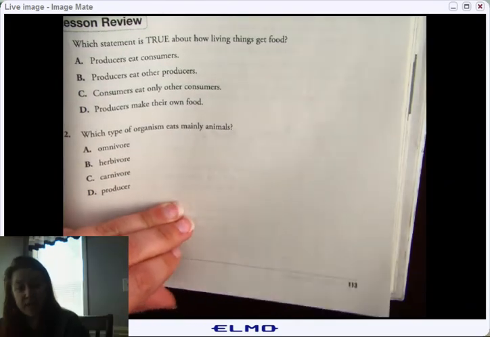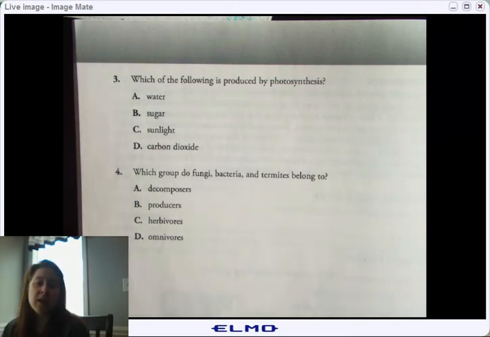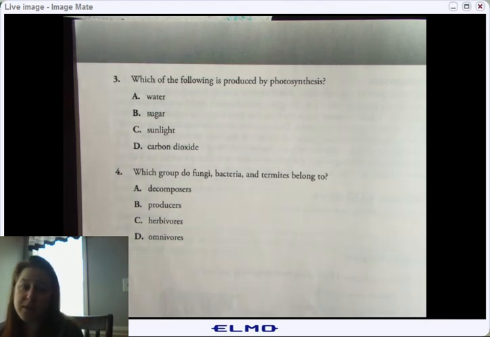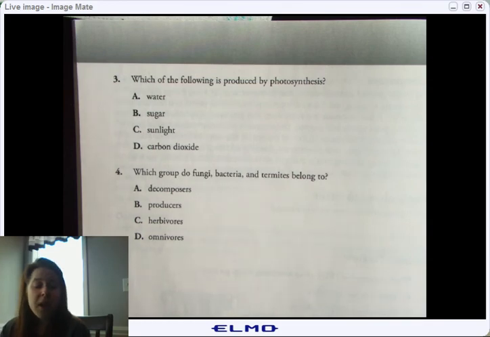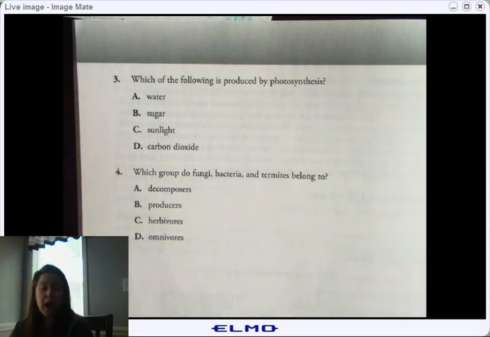Okay, I got to turn the page for the next two questions. Question number 3. Which of the following is produced by photosynthesis? Water, sugar, sunlight, or carbon dioxide? Which of the following is produced by photosynthesis? Produced. Okay? Number 4. Which group do fungi, bacteria, and termites belong to? Decomposers, producers, herbivores, or omnivores?